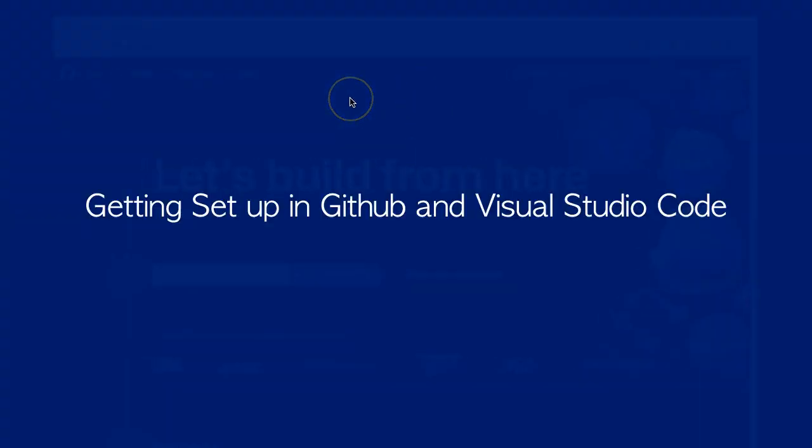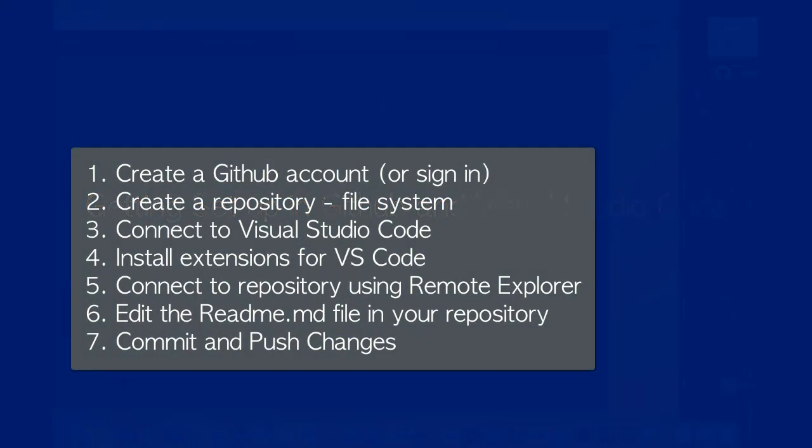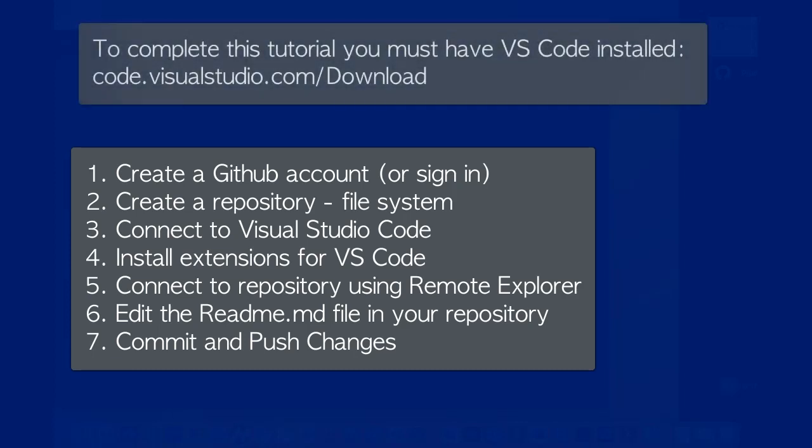This video is going to walk you through creating or signing into a GitHub account, creating a repository for a file system, and connecting to Visual Studio Code. Yes, that means you have to have Visual Studio Code installed on your computer. We're going to install some extensions for Visual Studio Code, and we are going to connect to our repository in GitHub using a remote explorer.